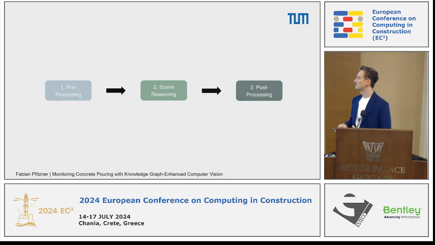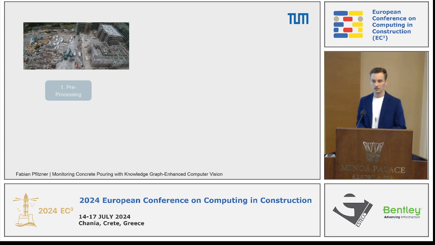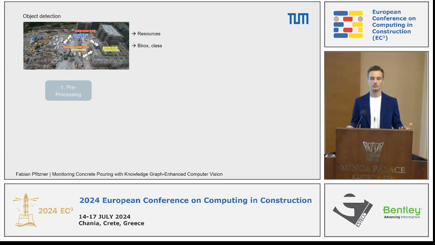So the methodology is basically separated into three key steps. We first have a pre-processing step, then a scene reasoning step, and finally a post-processing step. The first step would be pre-processing. We now have some sensors on the construction site. We are getting a lot of images. Of course, images don't provide any information, it's just raw unstructured data, and we need some algorithms. So for that we used, for example, object detection. Based on object detection, we can detect some resources and get some information on what is going on in this image: bounding box information, class information.